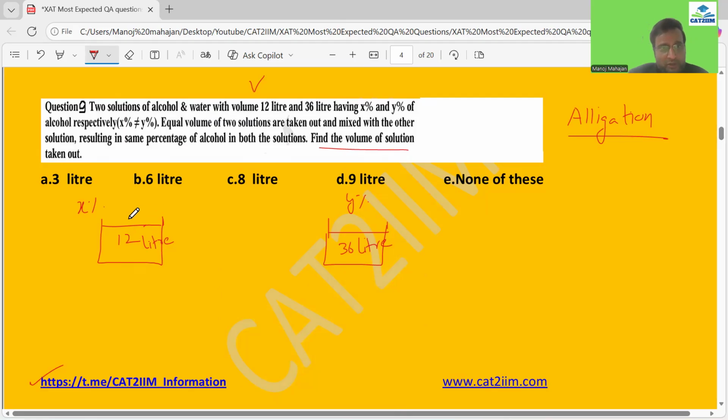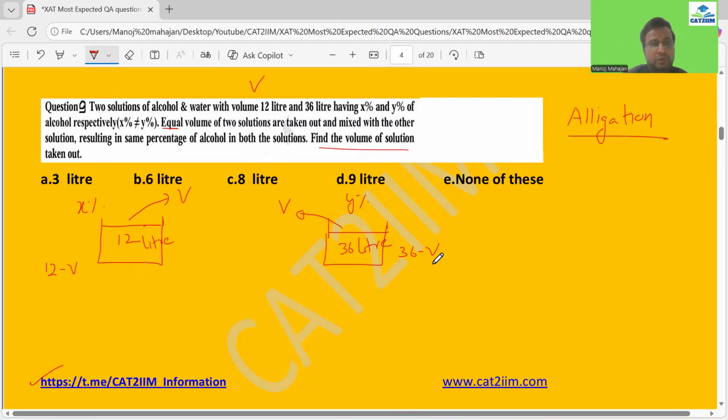So when you take out V volume from here, this will also have X% alcohol, and what is left over here is 12 minus V. Same, you're taking out V from here, that's what they're saying by equal, so that is an important term. What is left out is 36 minus V. You know that this V will have Y% and the remaining will also have Y% alcohol.